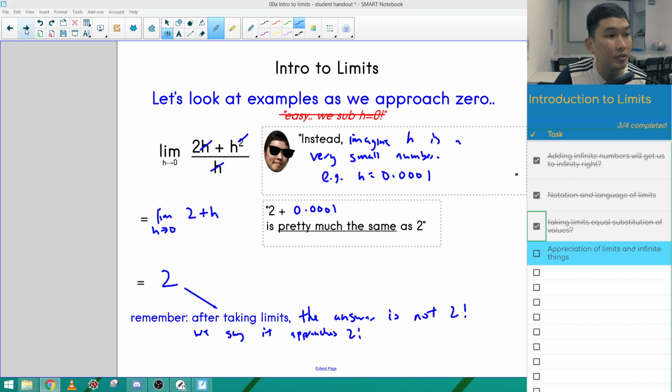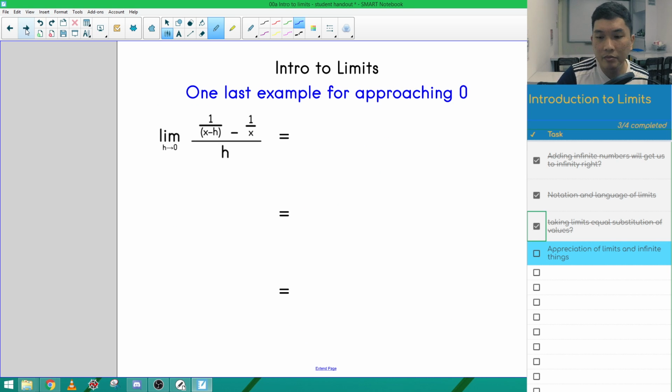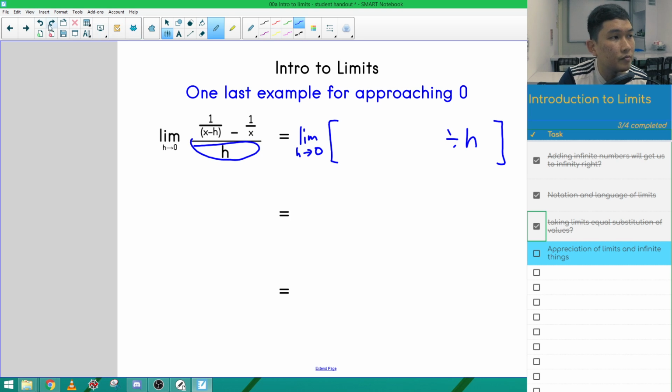I want to go through another example. Here we're taking limits of this horrendous looking thing. So I'm going to write this in a nicer form. Let's take the limits as h approaches 0 of this function. I'm going to write a big bracket because I don't want to write 2 layers. I'm going to remove the denominator and write it separately as a divide by h. So what do we want to divide by h? This thing here, 1 over x minus h minus 1 over x.